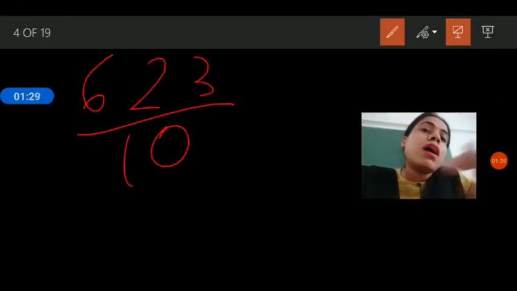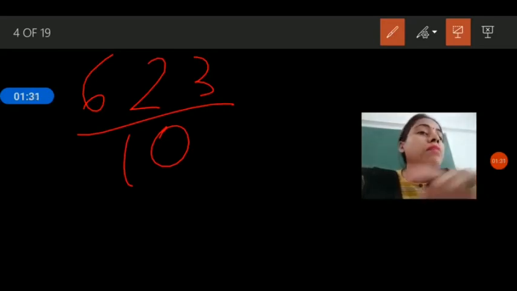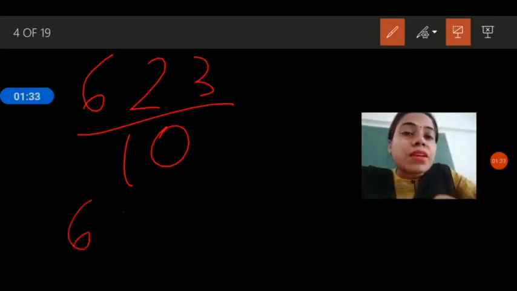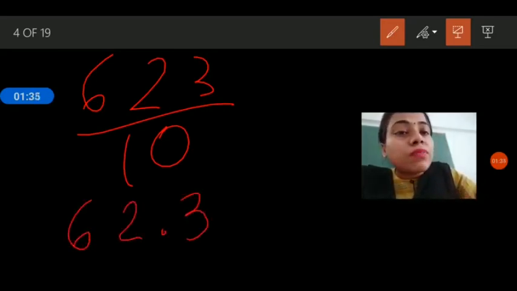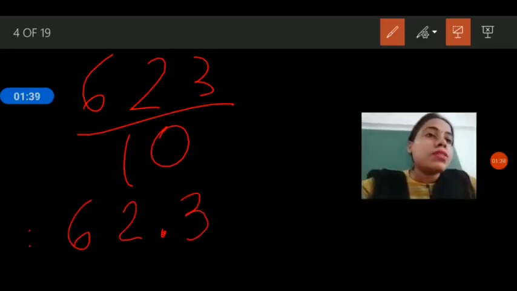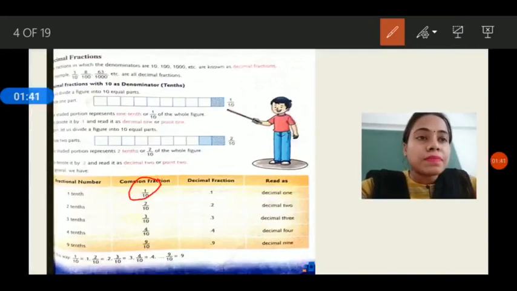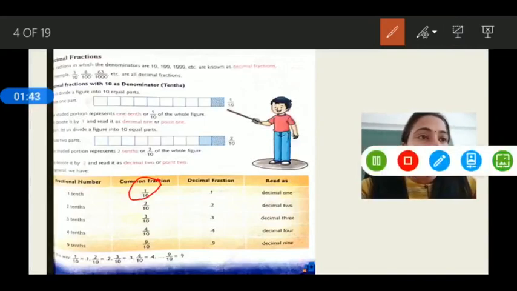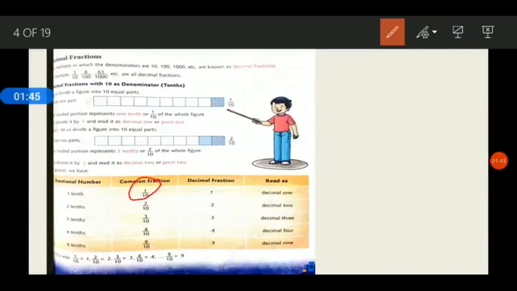If 623 upon 10 is given, then what do we do? Again the same method, we put the decimal before one digit. It means before 3 we put the decimal, and the answer will be 62.3. I hope you understood this. Now come to the next.